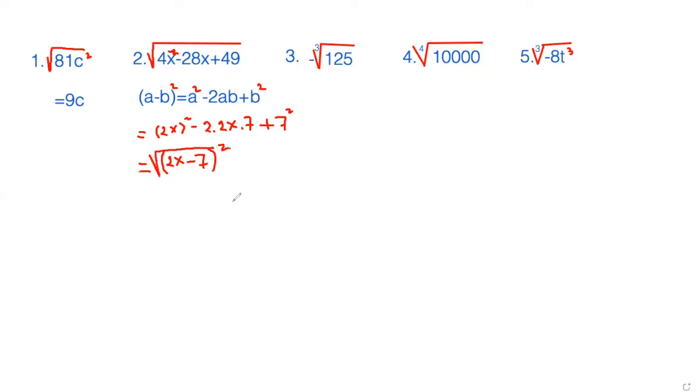Now, as I have told you before, if you write 2x minus 7 next to each other and multiply, you should get back 4x square minus 28x plus 49. So this is doing the same thing in a different way. To do this kind of problem, you have to memorize this formula: a minus b whole square equals a square minus 2ab plus b square. And if this sign is plus, then all the terms are plus here. So now we can see 2x minus 7 whole square, and there is a radical. This radical and the square cancel each other. So the final answer is 2x minus 7.